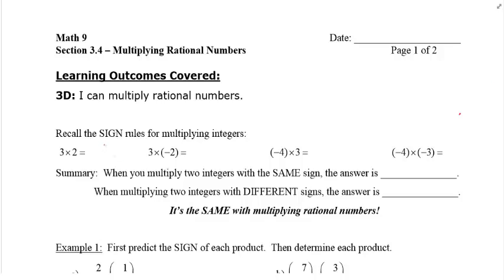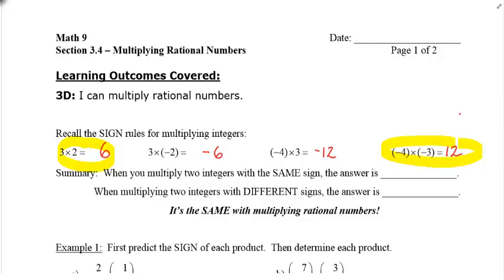3 times 2, 6. 3 times negative 2, yeah, that was negative 6. Negative 4 times positive 3, I hope you said negative 12. Negative 4 times negative 3, I hope you said positive 12. And so noticing the 4 questions above, if I asked you to multiply 2 integers with the same sign, that would be this case and this case.